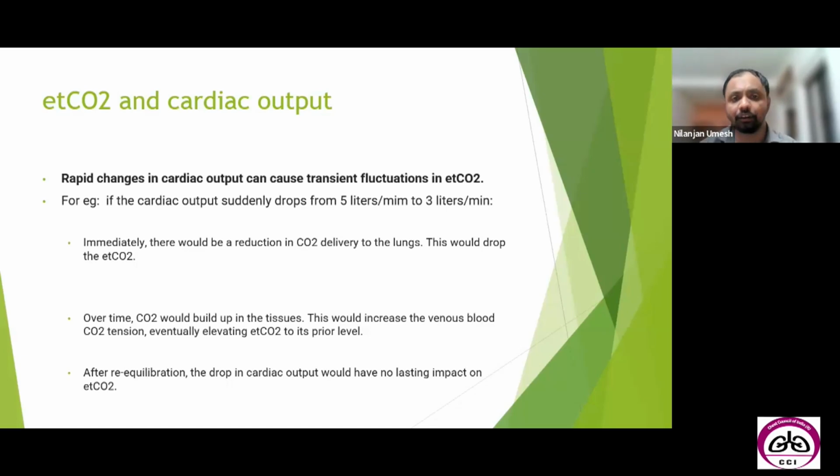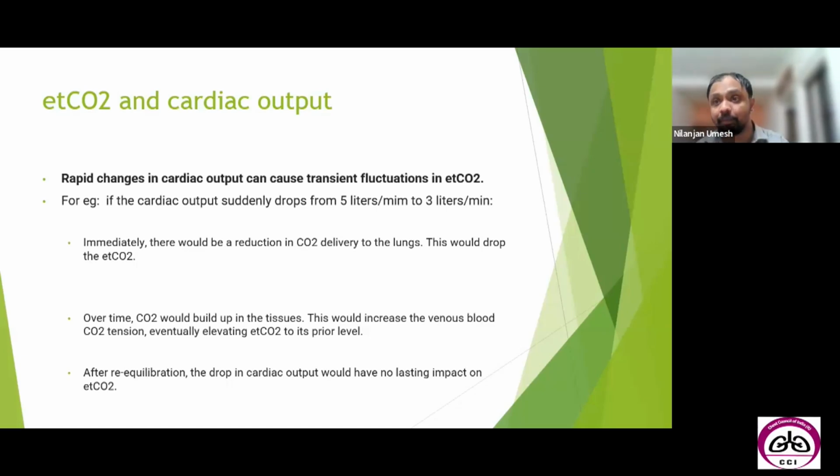Rapid changes in the cardiac output can cause transient fluctuations in the EtCO2. For example, if a patient's cardiac output suddenly drops from 5 liters per minute to 3 liters per minute, immediately there would be a reduction in the carbon dioxide delivery to the lungs. So, there would be a sudden drop in EtCO2.